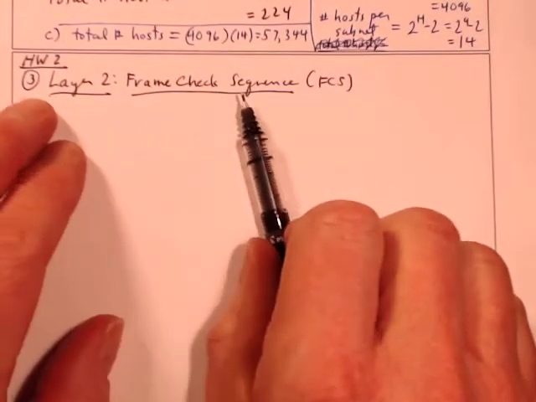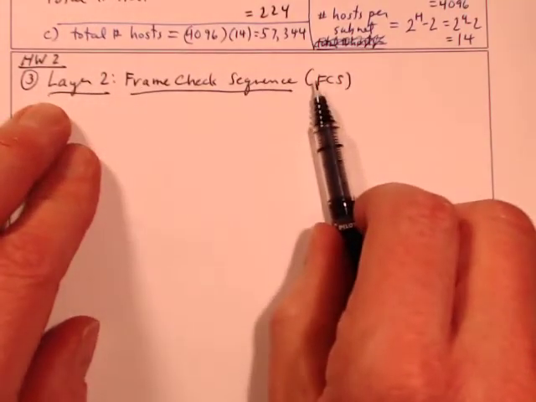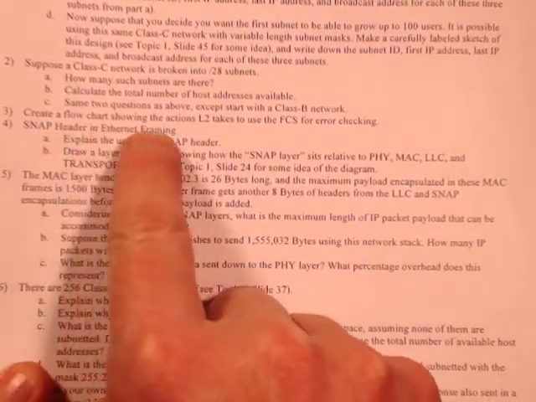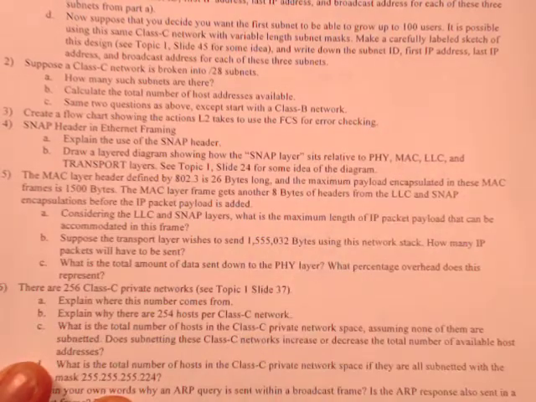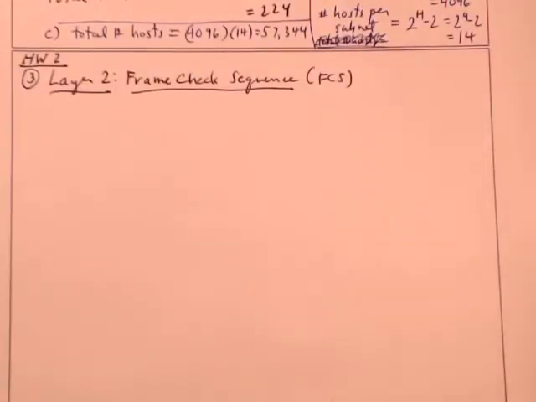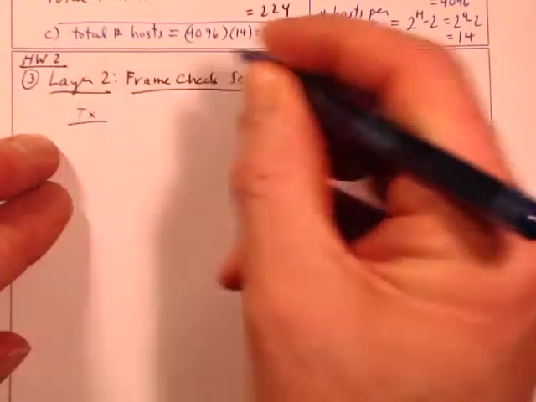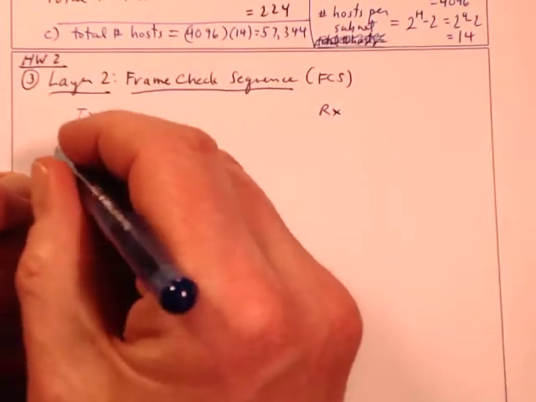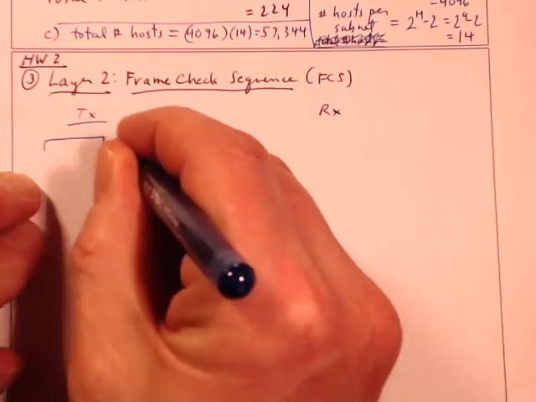In this video, I'm going to do problem 3 from homework 2, which is about the layer 2 frame check sequence, FCS. It says, create a flow chart showing the actions layer 2 takes to use the FCS for error checking. So basically, the story is that we have our transmitter and we have a receiver, and the transmitter assembles the frame.